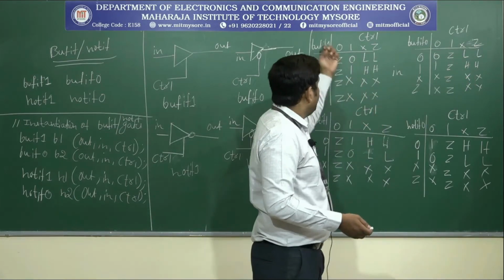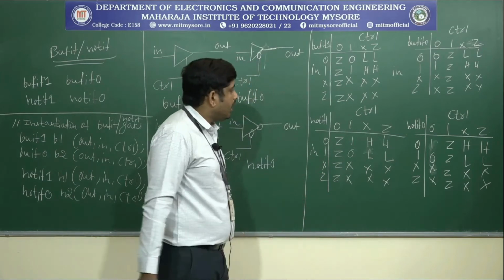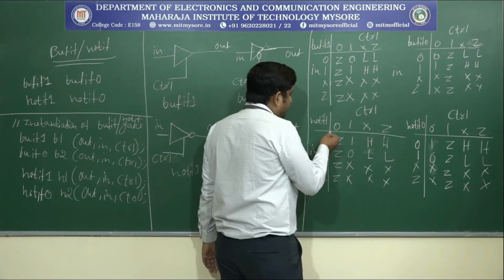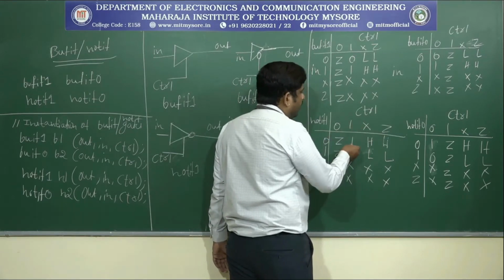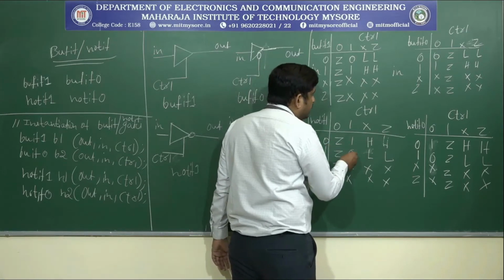A bufif1. Then move on to the next one, notif1. So notif1 is exactly opposite of bufif1. When you apply 0 and the control signal is enabled, it produces 1. When you apply 1, the output is 0.